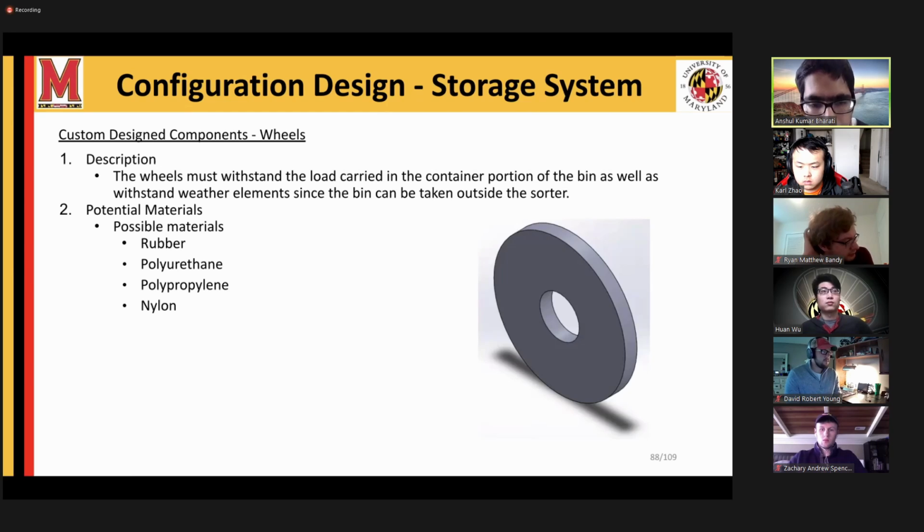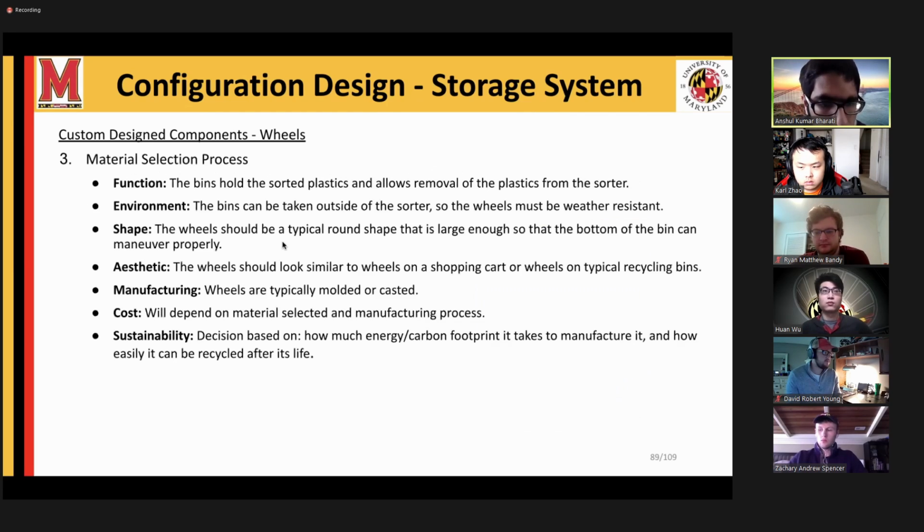The next component is the wheels of the bin. The wheels must withstand the loads carried in the container, as well as be weather resistant. Potential materials include rubber, polyurethane, polypropylene, and nylon. This is the material selection process we went through to pick the material of the wheel.